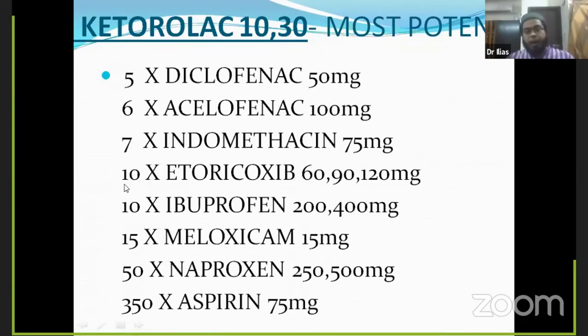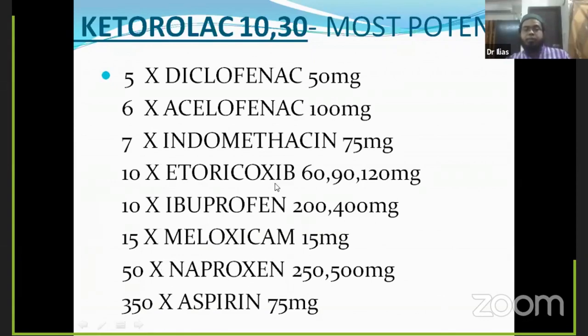So you see, up to etoricoxib, we can think of the two most potent NSAIDs. Okay, so ketorolac is the most potent NSAID, up to etoricoxib and indomethacin. These are the more potent NSAIDs. After these, these are the less or the least potent NSAIDs. Among all the NSAIDs, aspirin is the least potent one. And ibuprofen, meloxicam, and naproxen are the least potent NSAIDs.